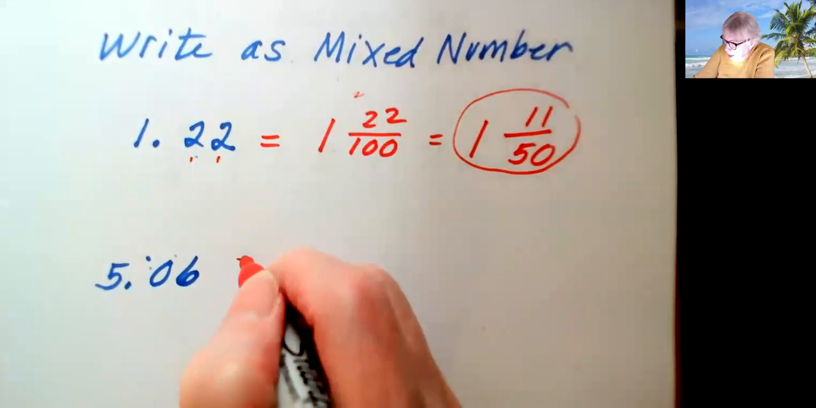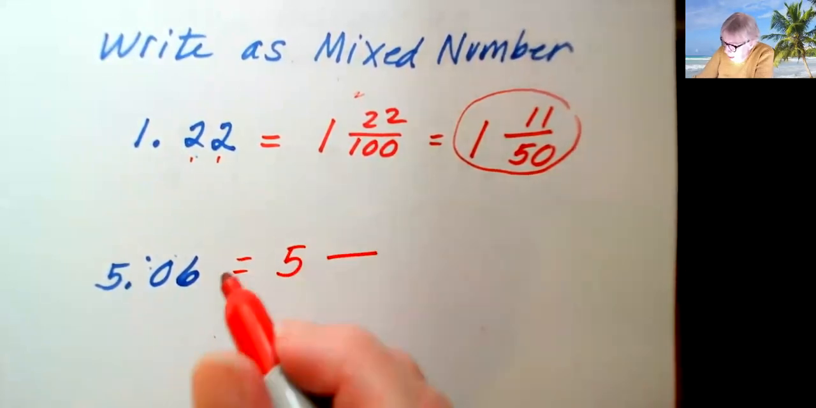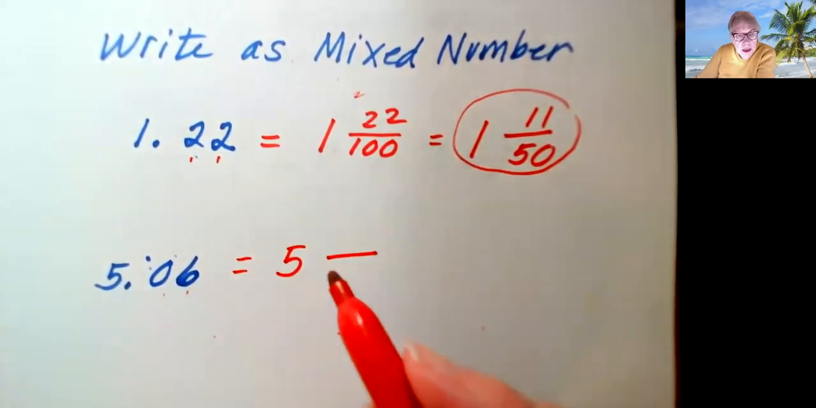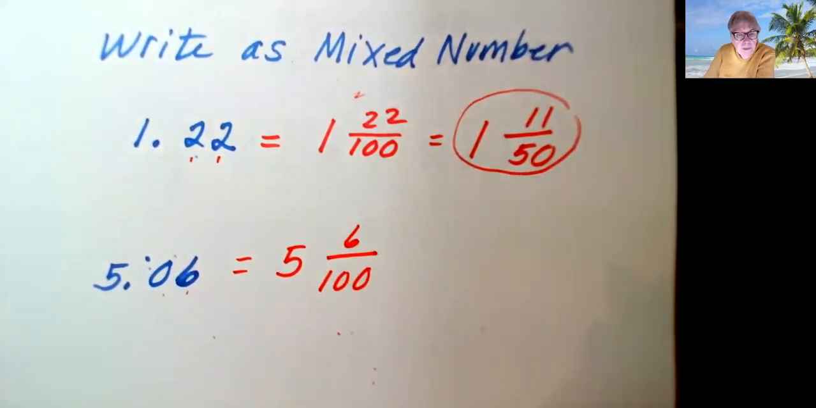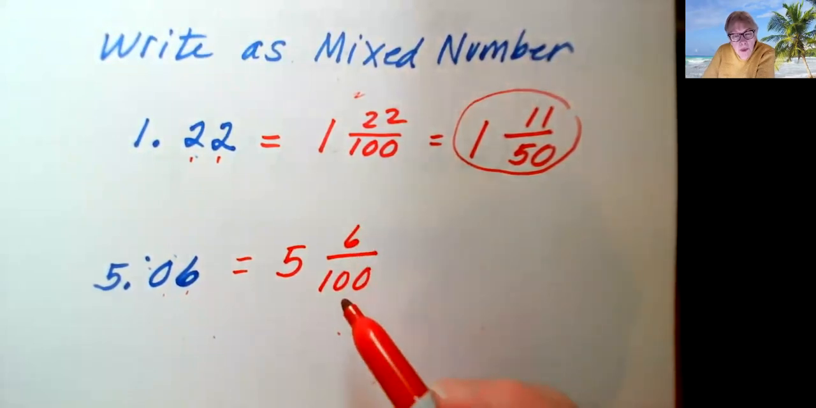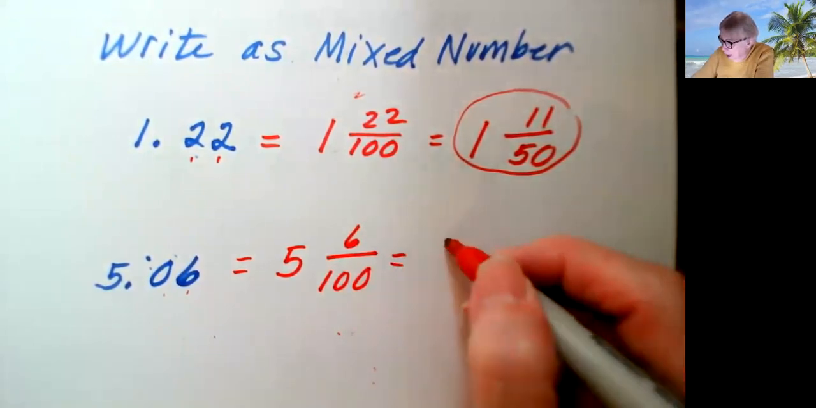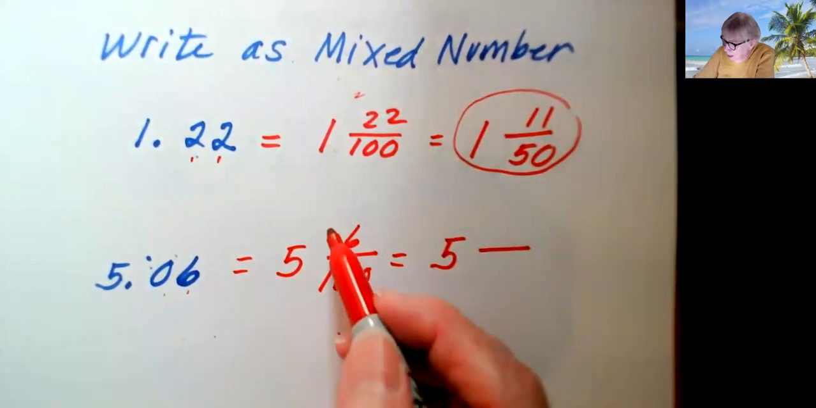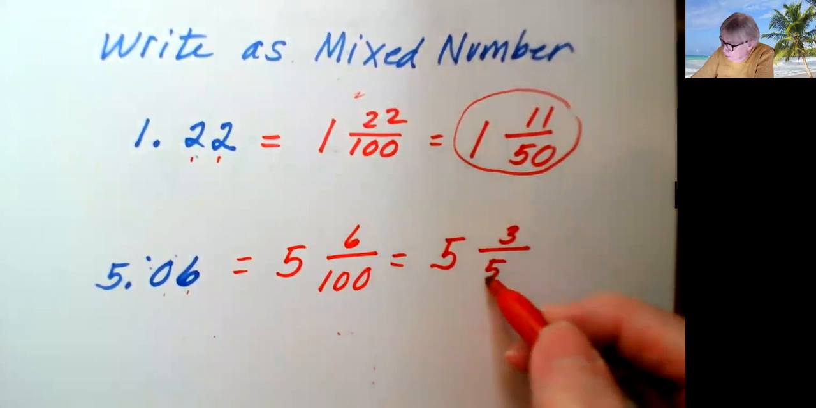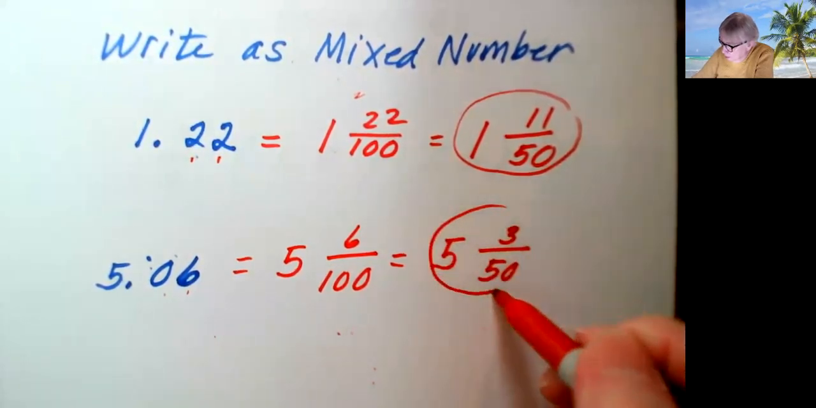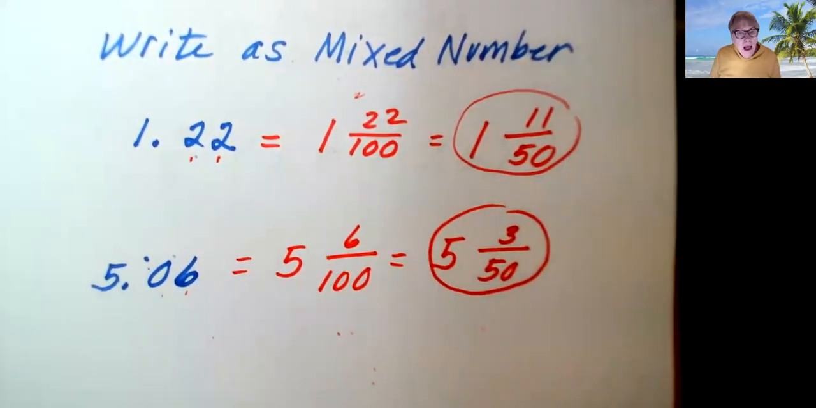This is just another example. This is 5 tenths, hundredths. This is 6 over 100. So 6 over 100, the only thing that really divides it is 2 again. So 2 into 6 is 3, and 2 into 100 is 50. Those are similar problems. And that one's done.